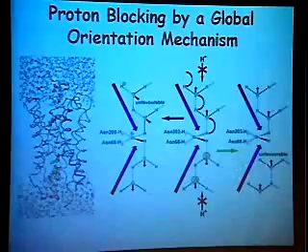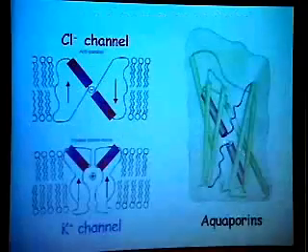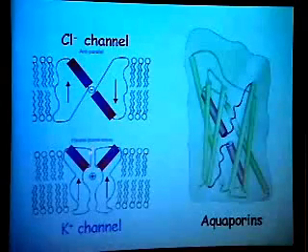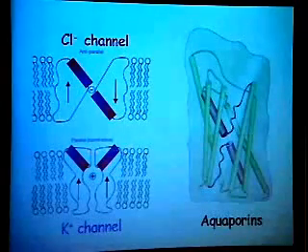unfavorable orientation of water. And let me now go back to this arrangement. We saw that in the potassium channel, these two reentrant loops were doing something very important.